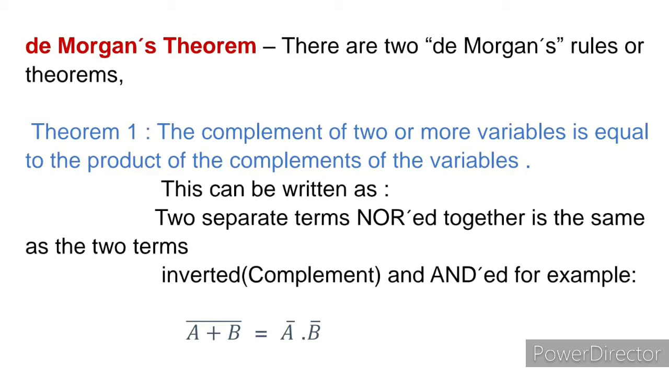Theorem 1: The complement of two or more variables ORed together is equal to the product of the complements of the variables. This can be written as a NOR gate being the same as an AND gate with inverted inputs. For example, (A plus B) bar is equal to A bar dot B bar.